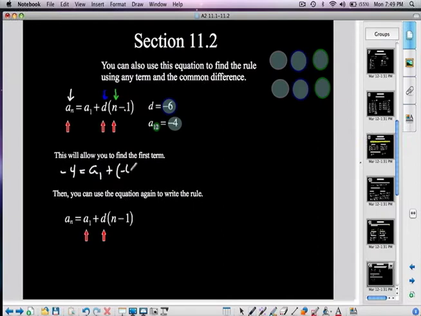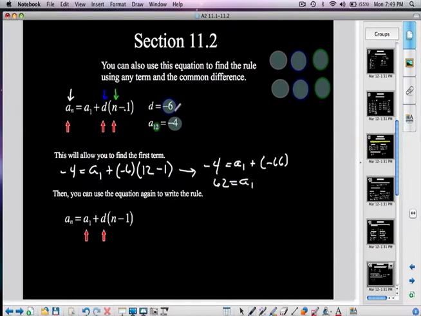All right, so I know that a sub 12, negative 4, was equal to a sub 1 plus my common difference, negative 6, times n, which was 12 again, minus 1. So if I simplify this, negative 4 is equal to a sub 1 plus 12 minus 1, which is 11, times negative 6, which is negative 66. So if I add 66 to either side of this equation, negative 4 plus 66 is going to be 62, which is equal to a sub 1.